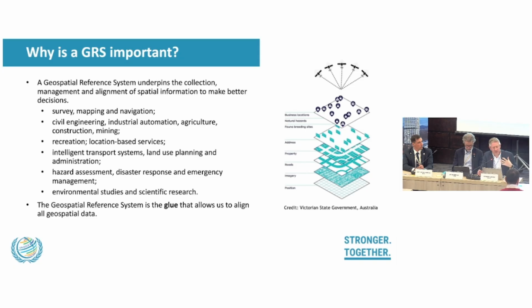So that accurate and reliable geospatial reference system in your country opens up a whole range of better decisions for surveying, mapping and navigation, civil engineering applications, agriculture, construction, mining, location-based services, goes on and on. And it's that geospatial reference system, all the datums, all the transformation parameters, all the guidance material, that's the glue that allows you to link all these things together and help policymakers make these better decisions.